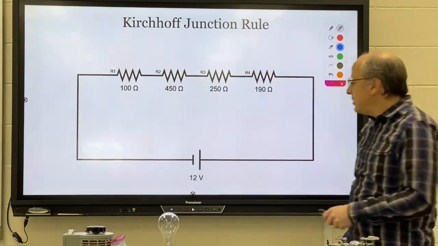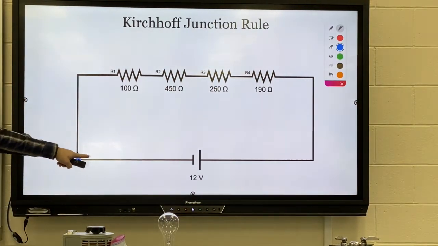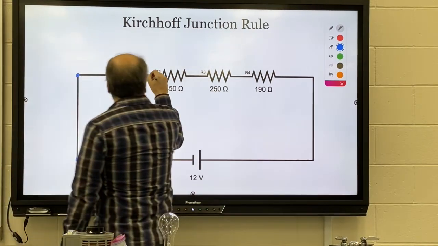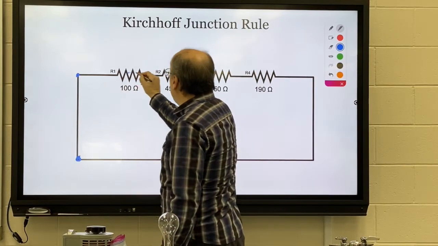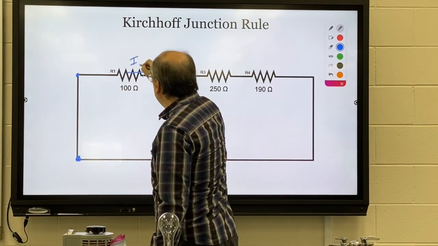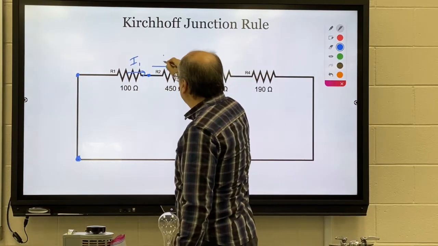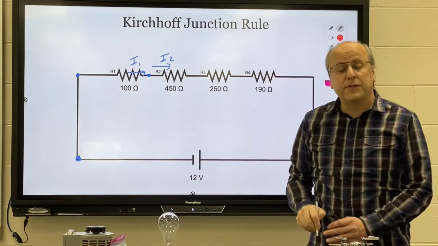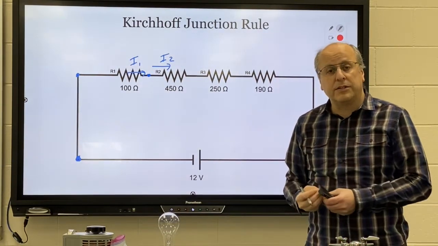Now with a series circuit, it's super easy because every junction only has one thing going in and one thing going out. So if we look where R1 hooks up with R2, whatever goes into the junction from resistor 1 must come out of the junction and go into resistor 2. So Kirchhoff's junction rule is why in a series circuit, all of the currents are equal.